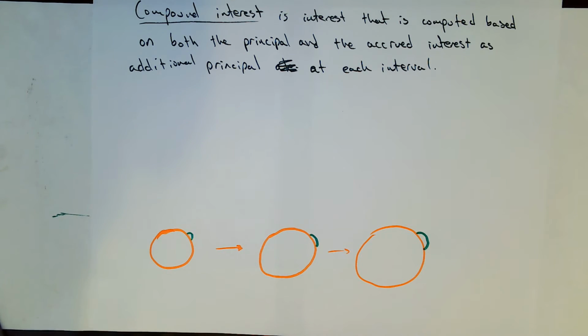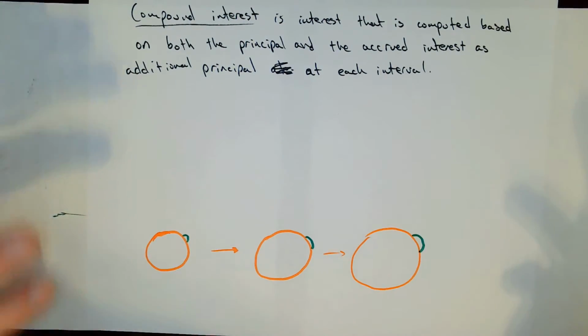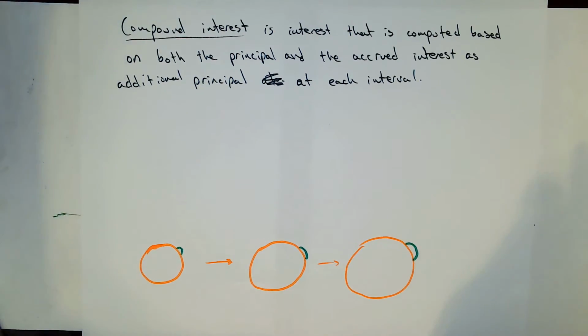So this raises a lot of interesting questions, like, if we compound it frequently enough, do I earn infinite money? So to be able to answer that interesting question, let's get a little bit more down about the definition. Let's write the formula down for this stuff, and then we'll start investigating.